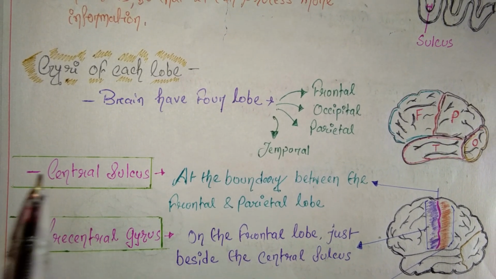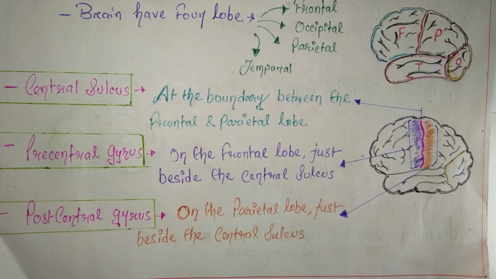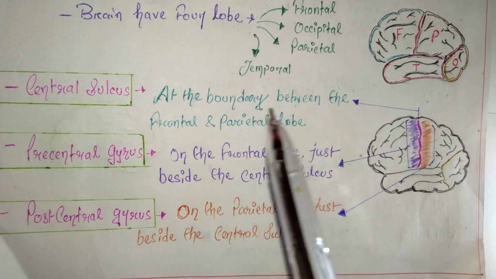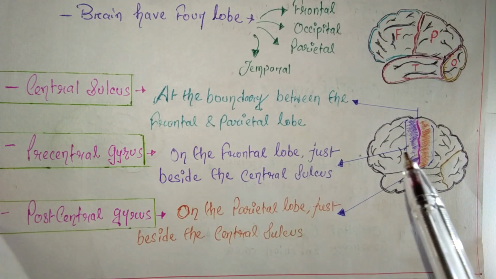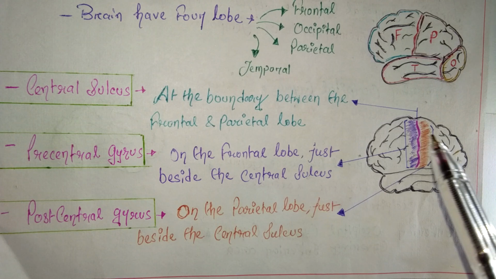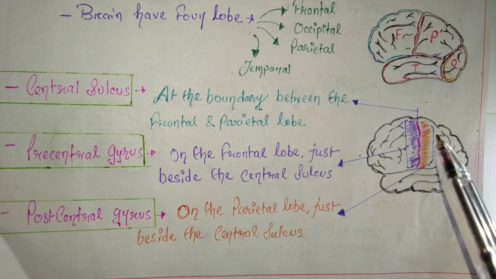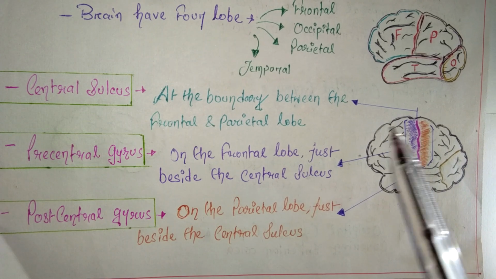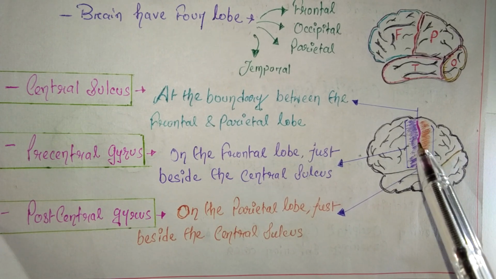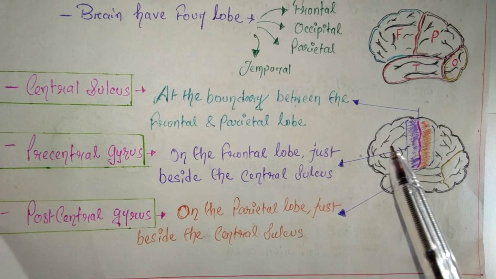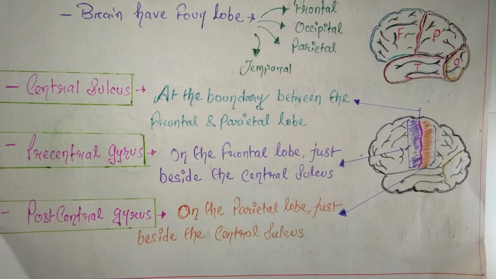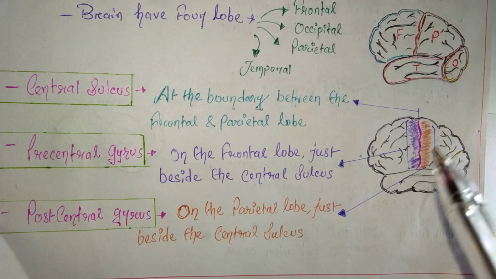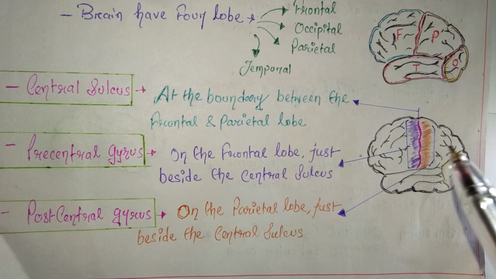So let's see. The first one is the central sulcus. It is at the boundary between the frontal and parietal lobe. So this is the frontal lobe and this is the parietal lobe, and this is the boundary. This pink portion is separating the frontal lobe and parietal lobe. So here the boundary is called the central sulcus, which is separating the frontal and parietal lobe.